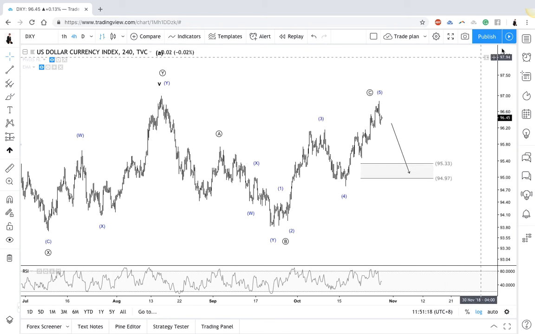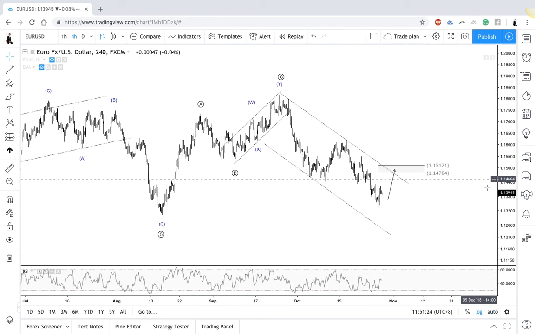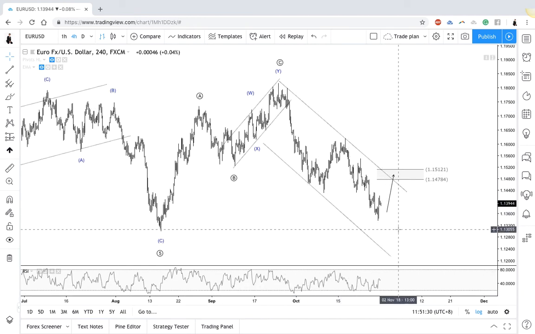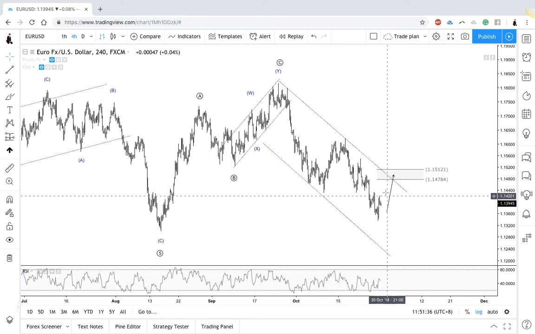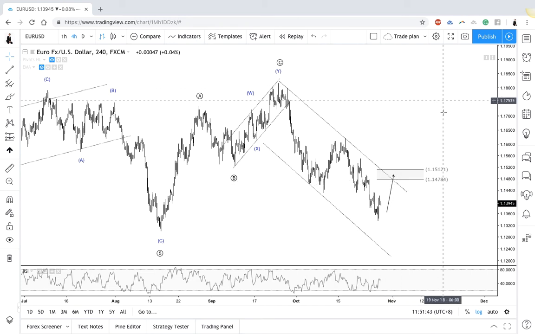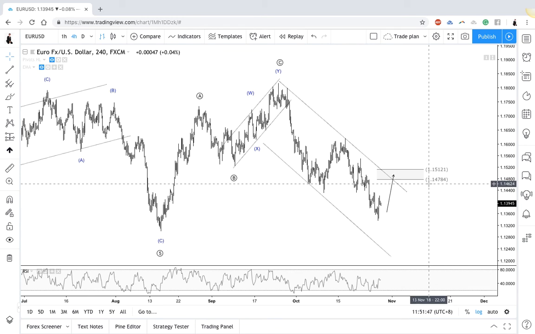So if the dollar were to drop, then naturally the euro dollar analysis will be to the upside. Over here, again, there is a divergence that you can see as well, which means the minimum expectation is for the euro dollar to relieve its drop. We are expecting some form of either a correction to the upside or an impulse move to the upside. The minimum expectation will be at 1.1478 or 1.1512.